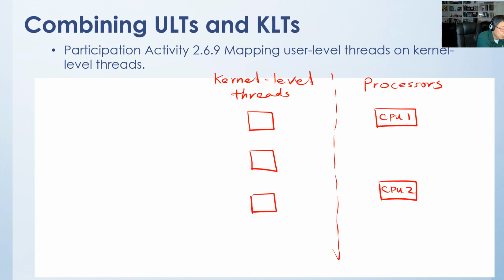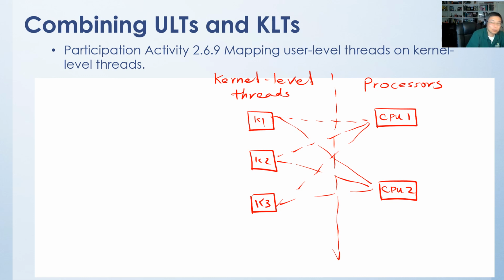Let's say kernel level threads K1, K2, K3. The operating system is aware of these three threads, so it can use time sharing to allow the three threads to share these two CPUs, taking advantage of both CPUs.